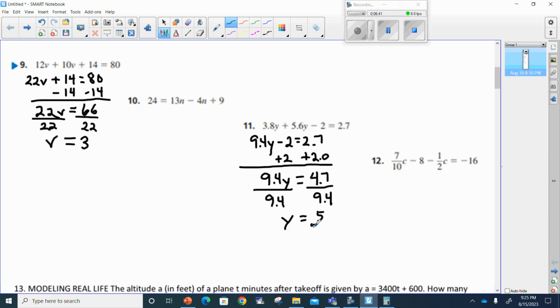Another way that we could write this, since 0.5 is one half, is y equals 1/2. Either answer should be acceptable. I would think since they wrote this in decimals, 0.5 is just fine. Let's move on. I'll be doing number 13.